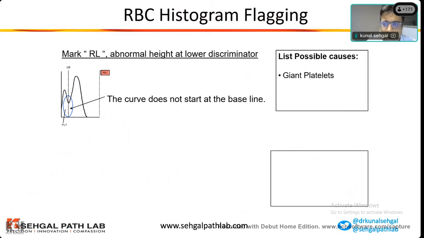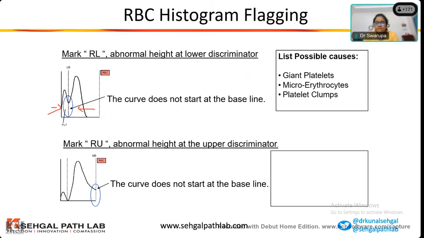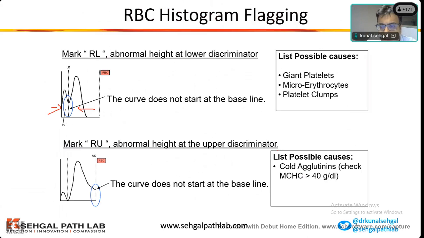So here, two options. The problem can be from the platelet side, or the problem can be from this side. This problem may be because of giant platelets, or microerythrocytes, or platelet lumps. On the upper side it could be either agglutination, lumps of RBCs, or as you rightly said, NRBCs. All these things have to be kept in mind. So what I'm showing you is a very diagrammatic approach.